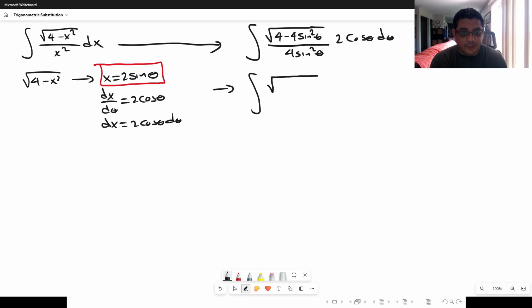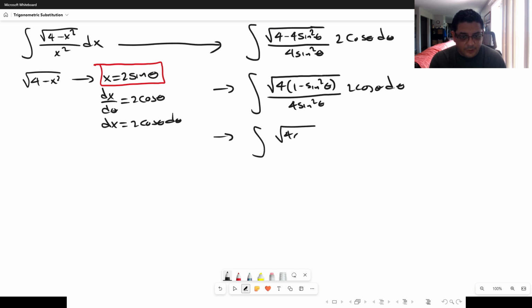So notice that the common step is going to be that I factor this number that is over here. So 4 times 1 minus sine squared of theta, over 4 sine squared of theta. And then we have the 2 cosine of theta. Notice that 1 minus sine squared is going to be cosine squared. And so, of course, this is going to be now root of 4 cosine squared of theta over 4 sine squared of theta, times 2 cosine of theta.